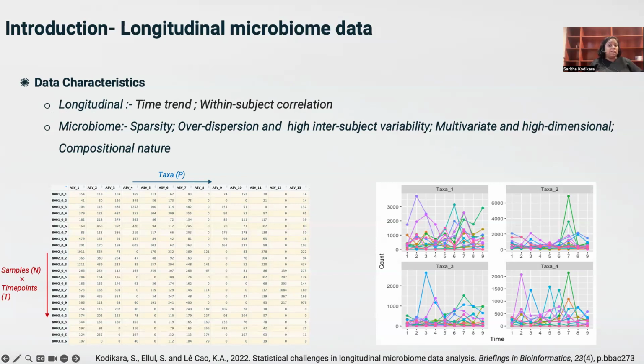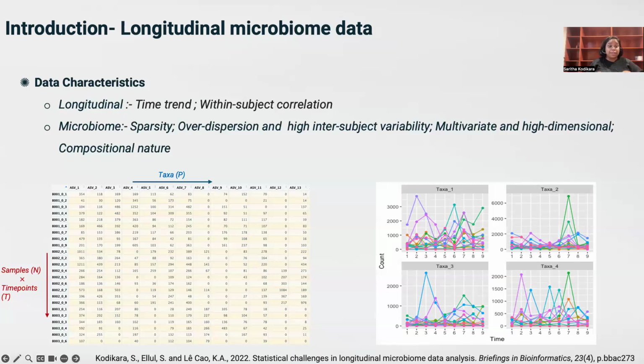And also it's multivariate, so the taxa are not independent of each other, so one could influence the other. So you have this multivariate kind of response. And high dimensional, because we have a large number of taxa in our sample.